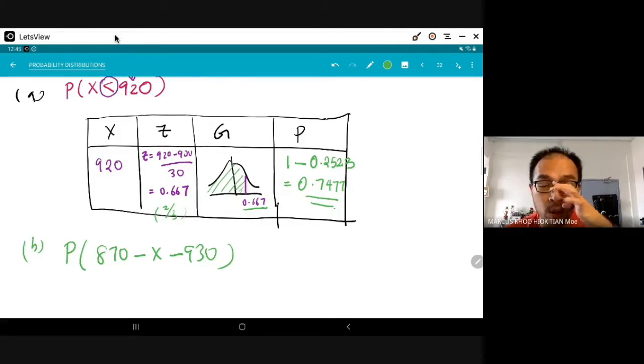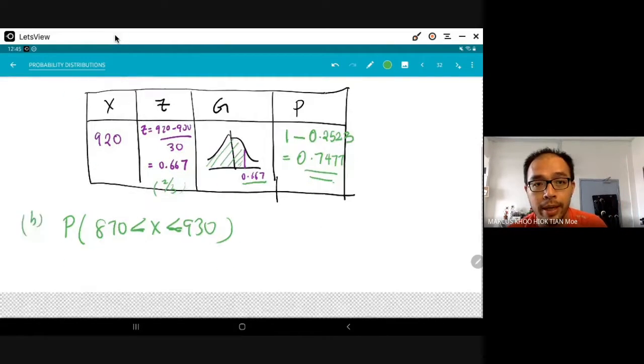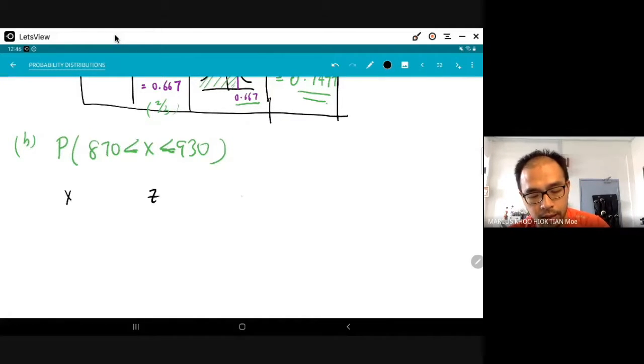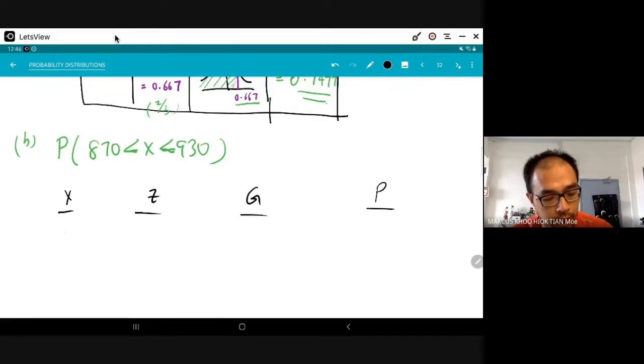But this is an in-between question. Usually, if you remember, an in-between question will be less and less. There is never a more and more in this case. But now we see we have two x values. And what do we do when we have two x values? We have to do the same work twice. Okay, x, z, graph, probability. So my x values are 870 and the other one is 930.